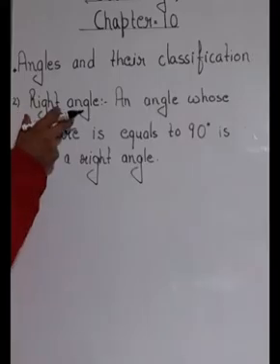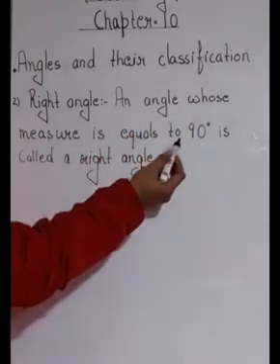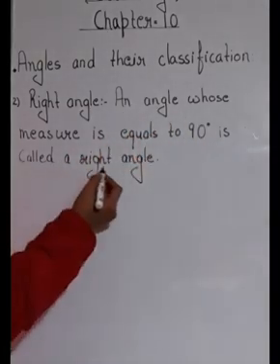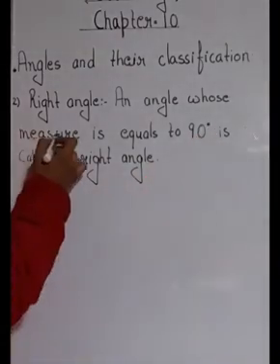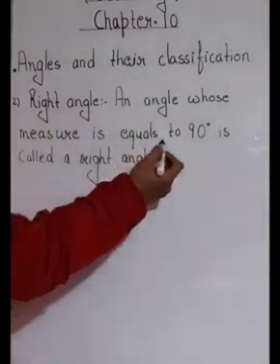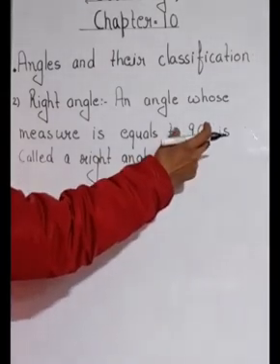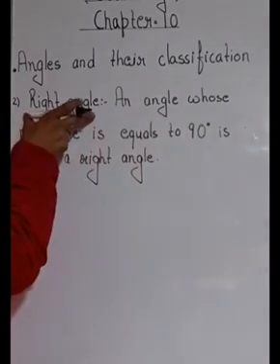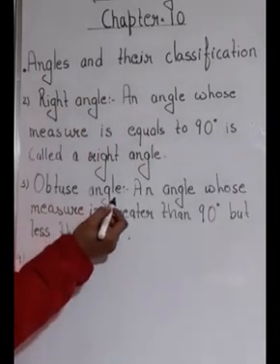Now your next is the right angle. Now what is a right angle? An angle whose measure is equal to 90 degree is called a right angle. Okay, this is read as degree. So if the measure of an angle is equal to 90 degree, then that angle is said to be a right angle. Third is your obtuse angle.